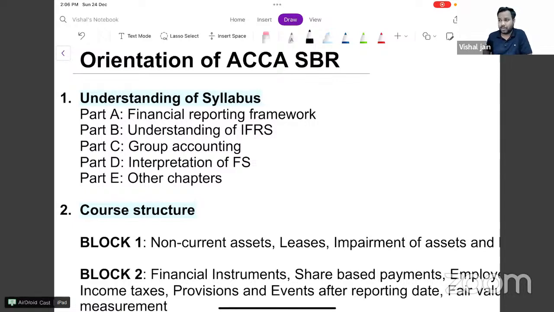Part C is group accounting. Under group accounting, the ACCA examining team wants you to understand the in-depth accounting adjustments for group accounting. Generally, a question to prepare the entire group FS doesn't come at SBR level. It used to come at FR level, but not at SBR level. But understand, the first expectation of the ACCA examining team from group accounting is that you should have an understanding of the adjustments in the group accounting.